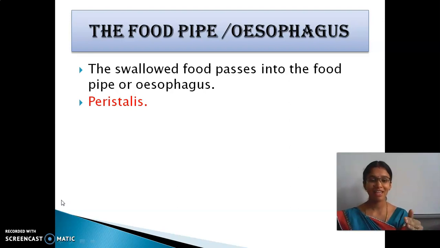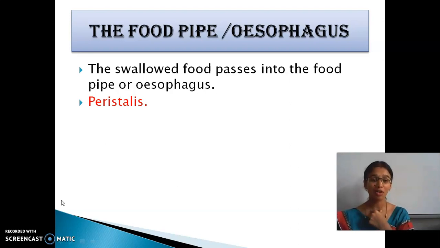Okay, so in the previous session we had seen about the mouth and the process of mastication. Yes or no? We had seen about the mastication process, and what takes part in the buccal cavity. So after that what happens? The food passes through the esophagus, the food pipe. The swallowed food passes into this esophagus.